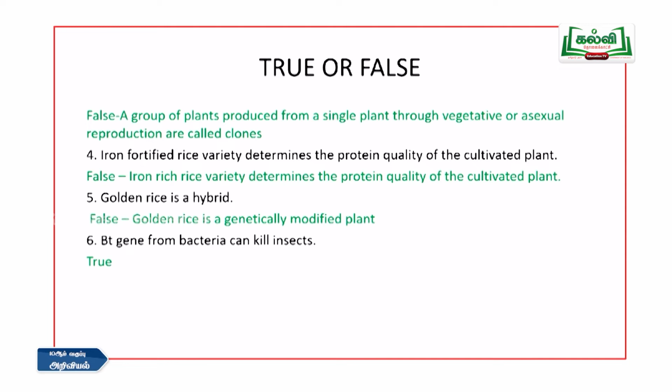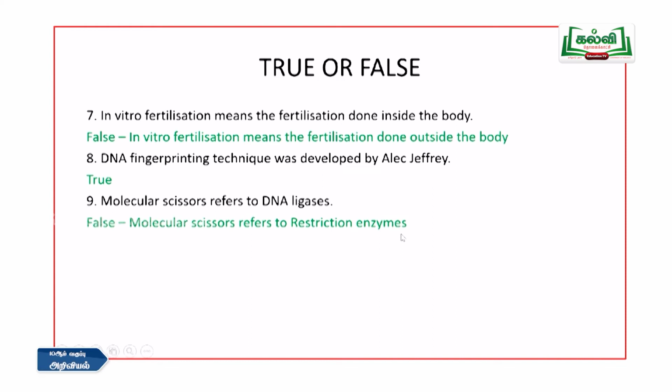Question number 5. Golden rice is a hybrid. Here the statement is false. The last word, hybrid, will be cut and you write the correct statement: Golden rice is a genetically modified plant. Question number 6. Bt gene from bacteria can kill insects. The statement is true. You don't need to write the statement.